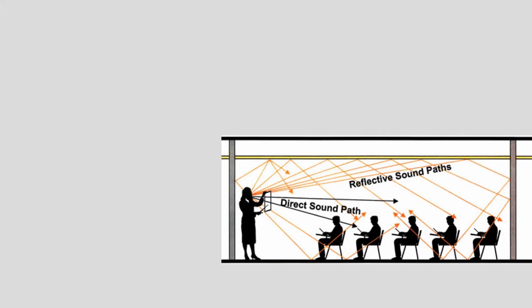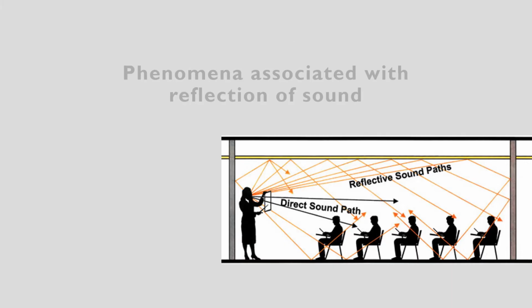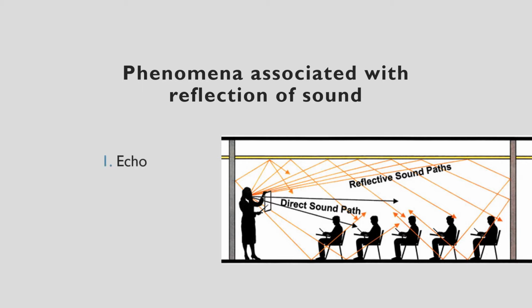Okay, now let's see what are the phenomena associated with this process of reflection of sound. So, there are two main phenomena that occur due to this reflection of sound. The first one is echo, and the second one is reverberation. So echo and reverberation are the two main phenomena that occur due to the process of reflection.